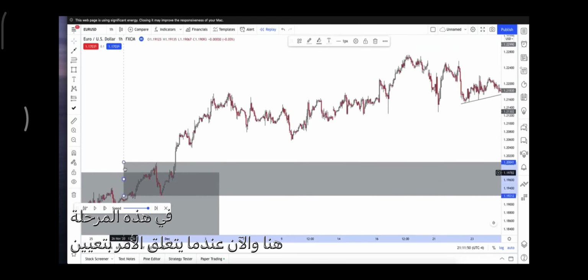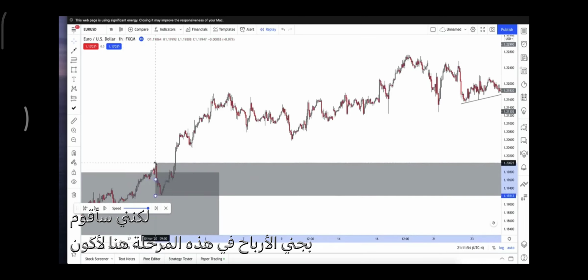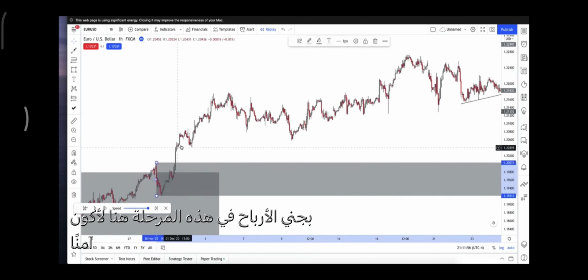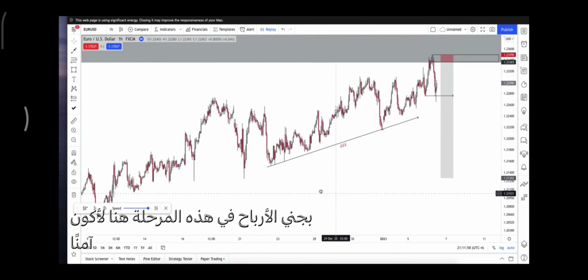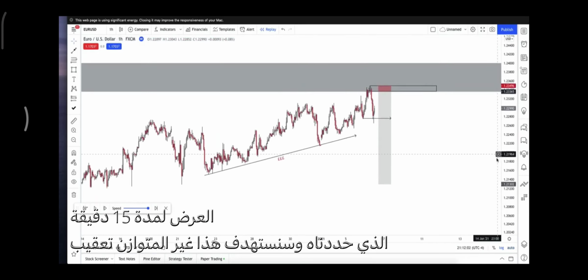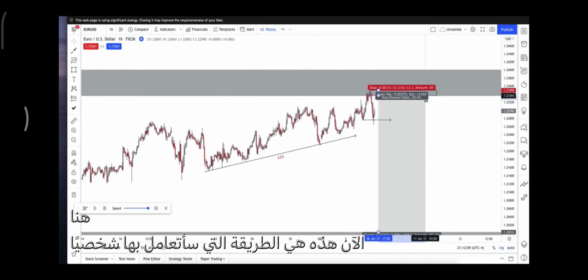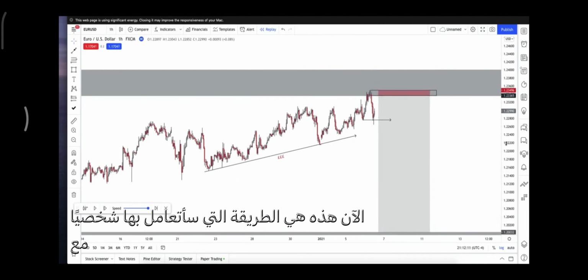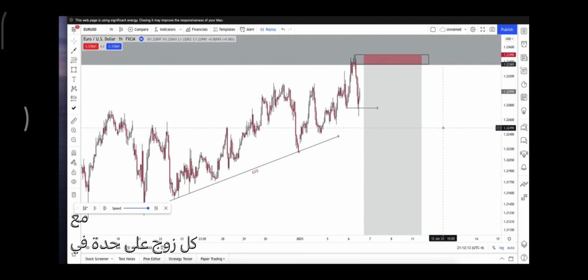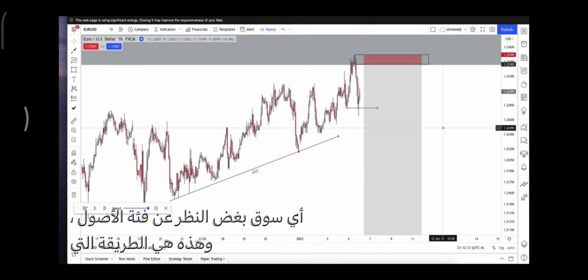So now when it comes to setting our TP, you can either TP here or TP here, but I'll be taking profit at this point here to be safe, right? So now we're shorting off of that 15-minute supply that we have marked out, and we'll be targeting that imbalance down over here. Now that's how I would personally approach every single pair, any market, no matter what the asset class is. That's how I would break it down.